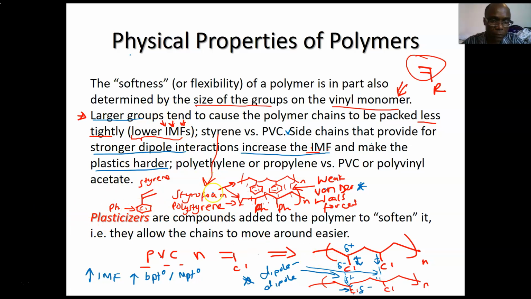Now, if there is no dipole whatsoever, you expect your polymer to be nonpolar. For example, styrofoam will never dissolve in water because water is polar. Styrofoam itself is nonpolar because the monomer is nonpolar. You see, all you have here is carbon and hydrogens. Hydrocarbons are nonpolar covalent structures. So styrofoam will never dissolve in water.